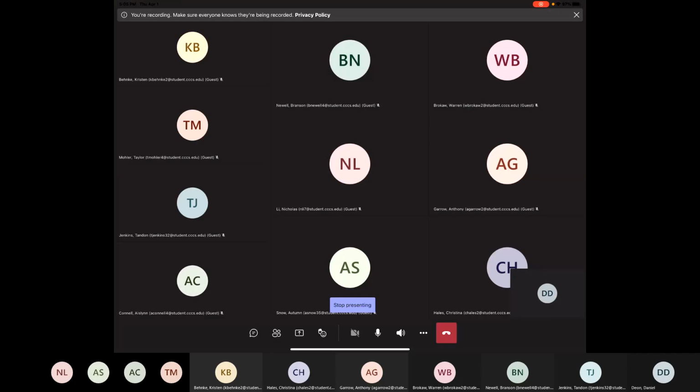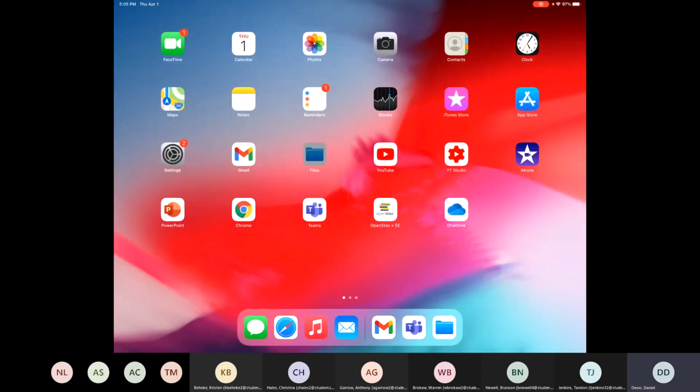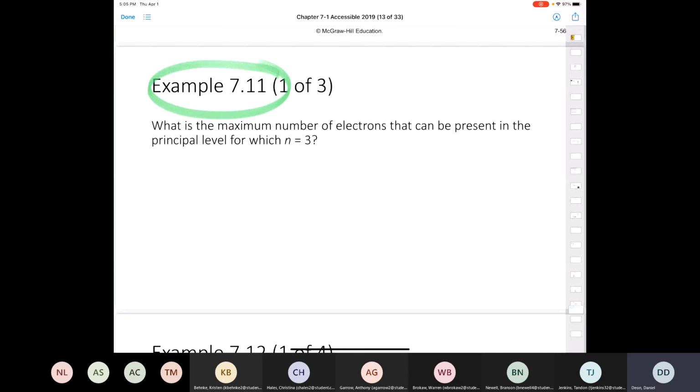So chemistry 111, this is where we left off. Last class was with example 7.11, and we didn't solve this problem. And I told you to take a look at this one and the remaining problems in this chapter before we came to class tonight.